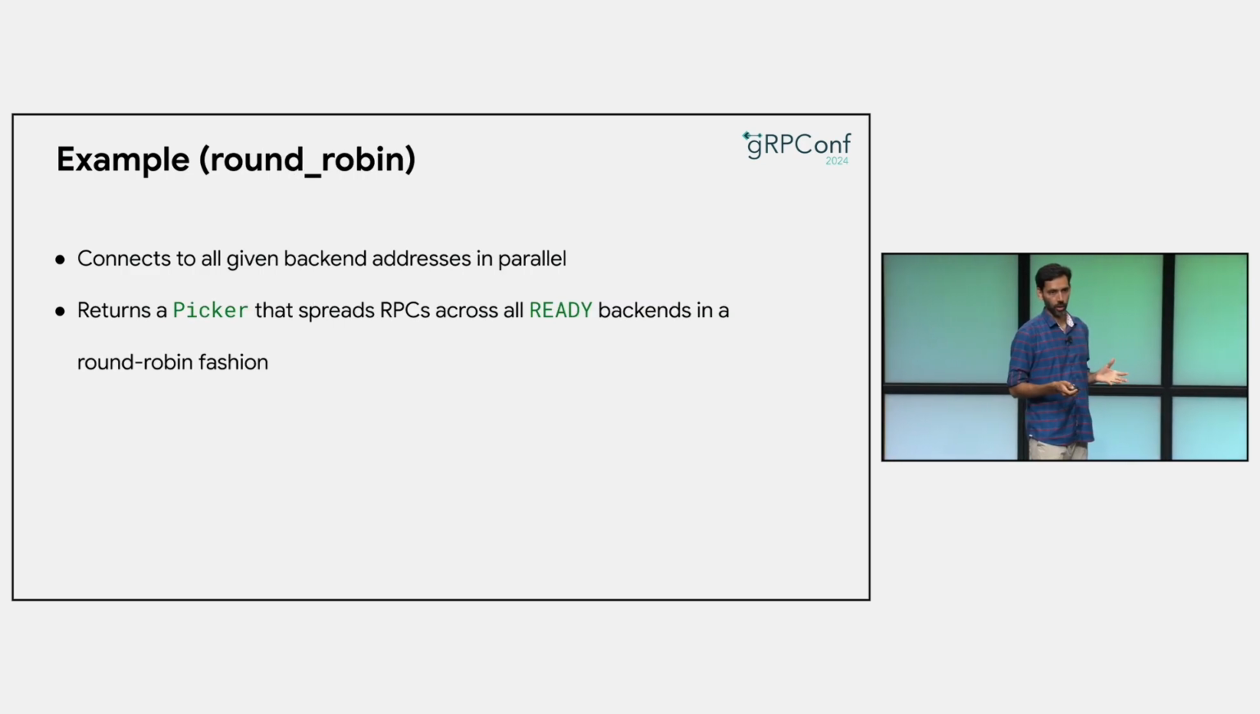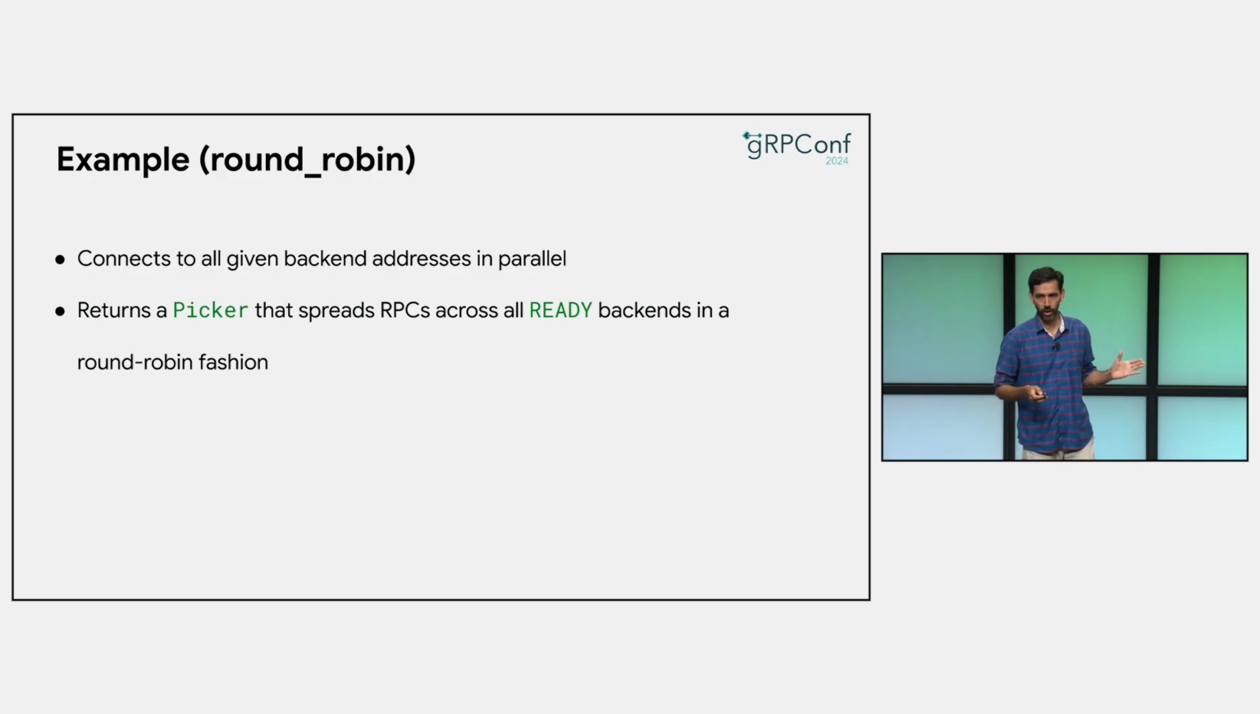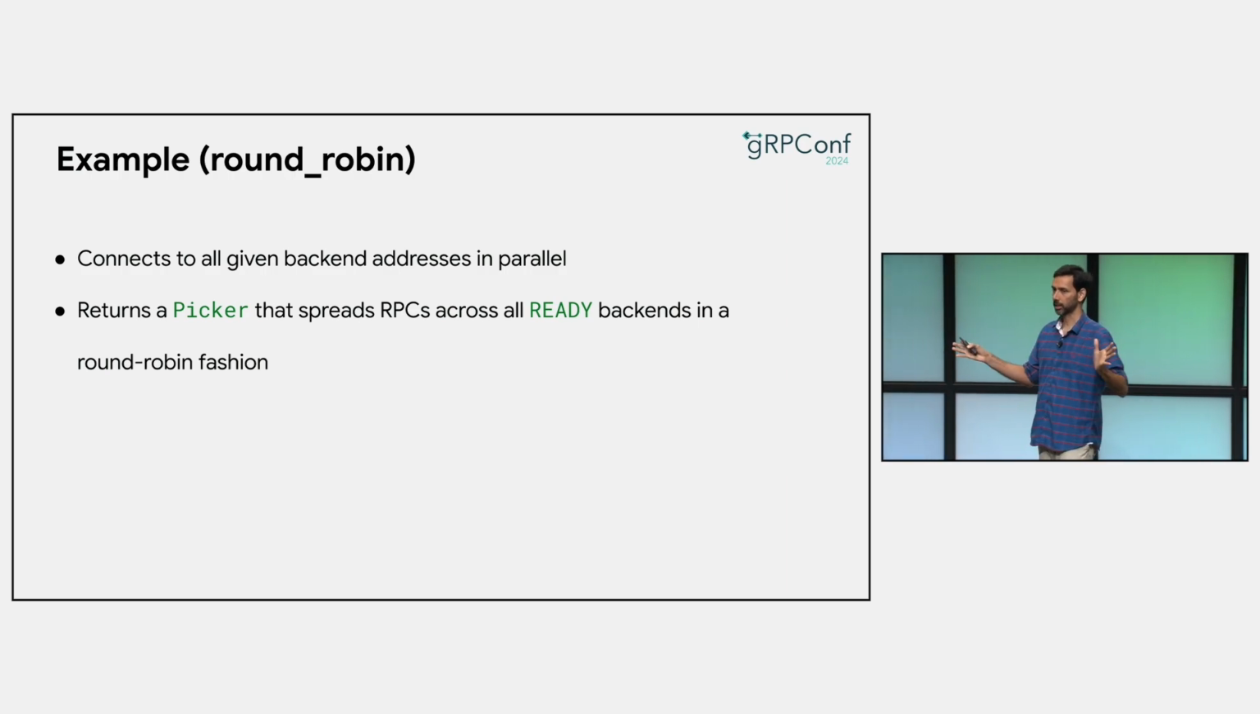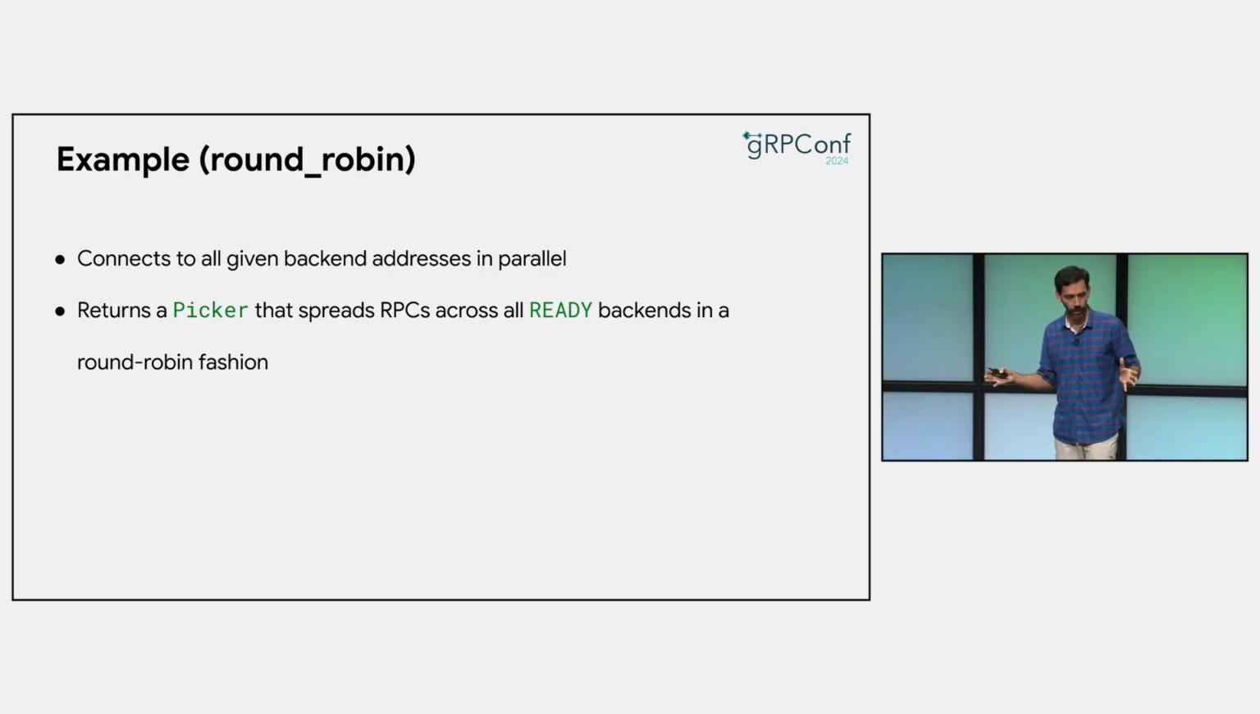And the next one is round robin, which is in stark contrast to pick first in the sense that when it receives a bunch of addresses from the name resolver, it basically blasts and connects to all of them. And when it gets an RPC, it tries to spread those RPCs across those ready backends in a round robin fashion.